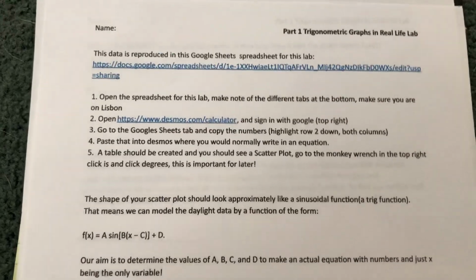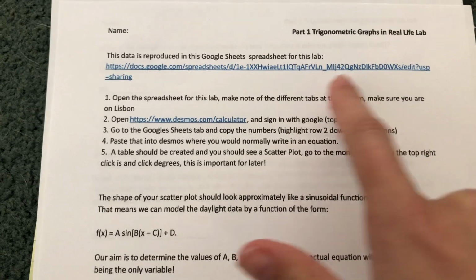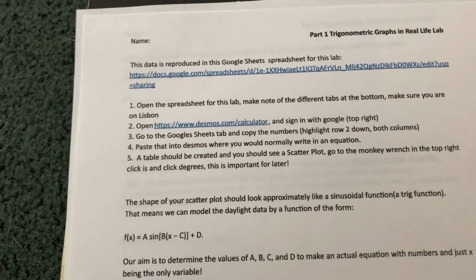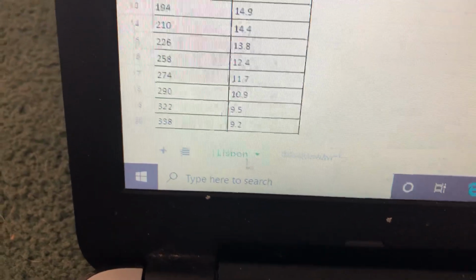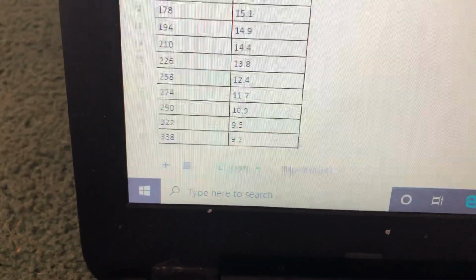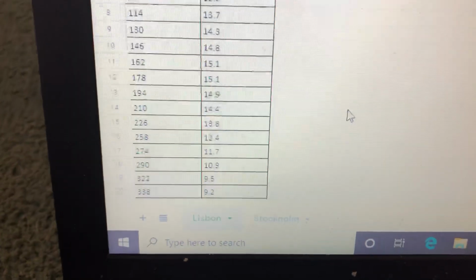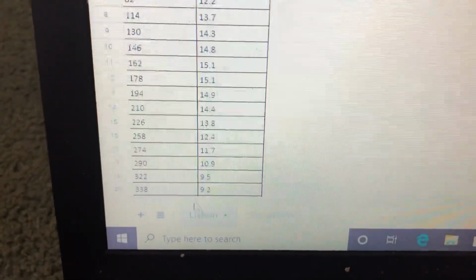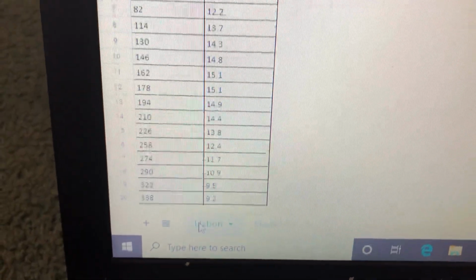So if you note here, there's a sheet for the spreadsheet of all the numbers from the front page. You're going to want to open that right here. Also note that on the bottom it says Lisbon and Stockholm. Lisbon is day one. Stockholm will be day two, so make sure you're on Lisbon. I just made a whole video, honestly, that used Stockholm's numbers, and I had to restart it because I wasn't on Lisbon. So make sure you're on the Lisbon tab for today.